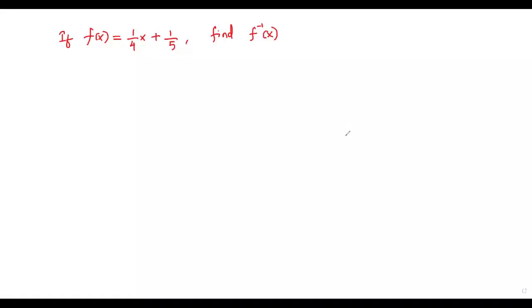Here we have a problem on honors algebra 2. Okay, let's go with the question. If f of x equals 1/4 of x plus 1 over 5, find f inverse of x. So we have to find the inverse of the given function.